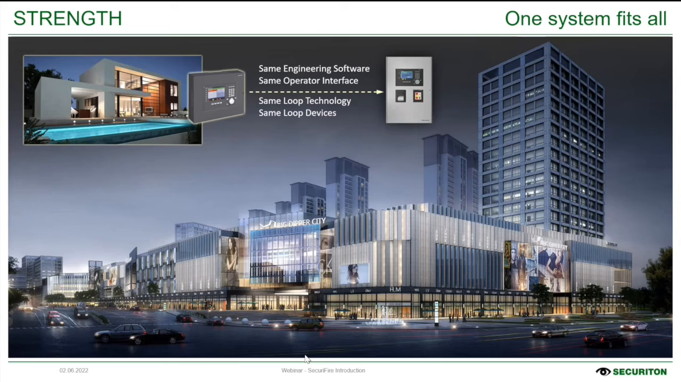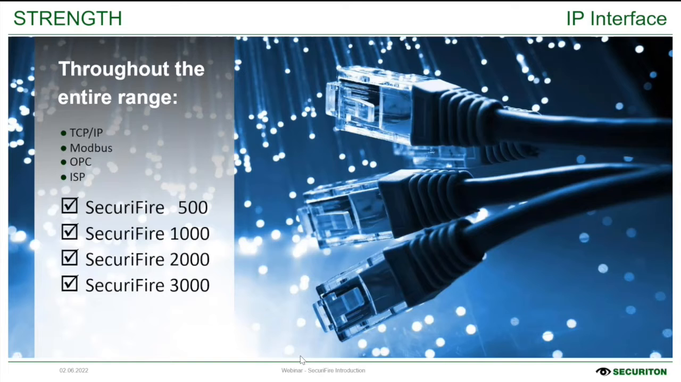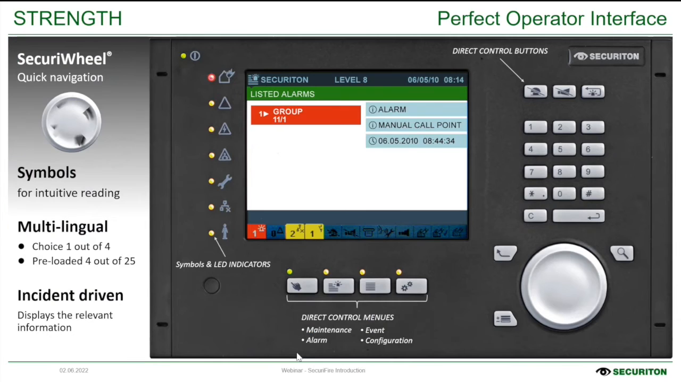We have the same engineering software, same operator interface, same loop technology, and loop devices throughout the Securify family of panels. That means the 500, 1000, 2000, and the 3000. There are IP interfaces throughout our Securify family range: TCP/IP, Modbus, OPC, and ISP. The main indication control panel has a perfect operator interface with symbols for intuitive reading. It is also very simple with symbols and LED indicators, and we have the possibility to choose from 25 different languages.